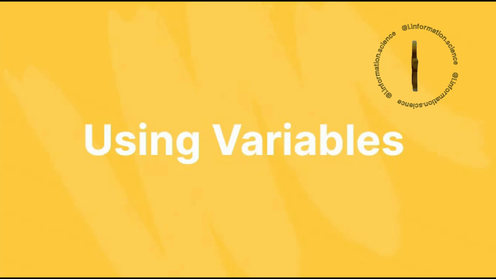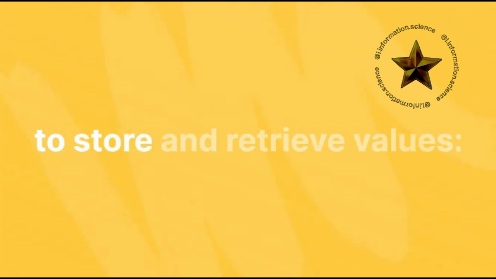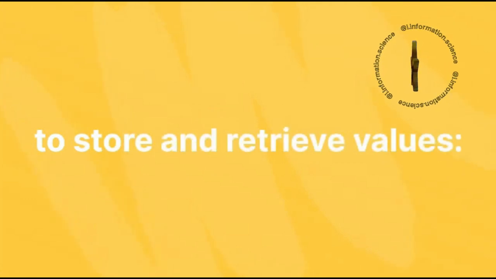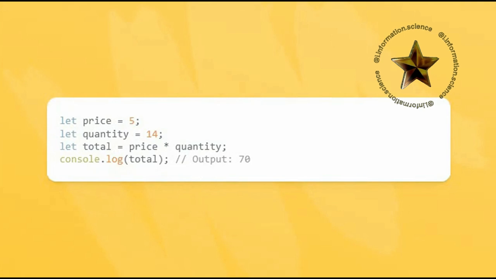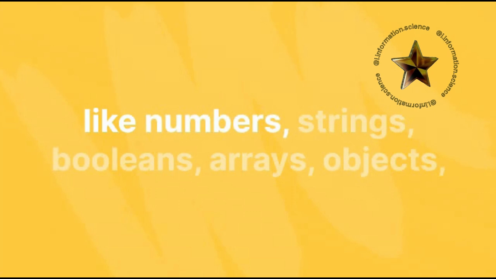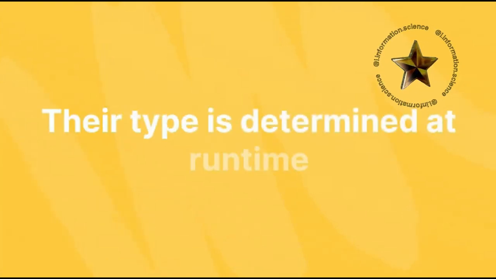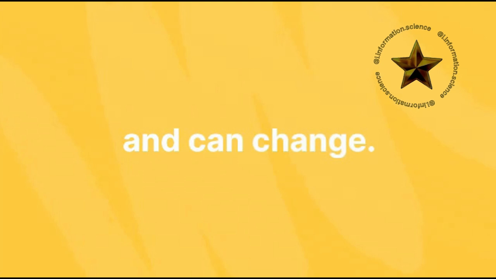Using variables. Once declared, variables can be used to store and retrieve values. In this example, the variables price, quantity, and total are used to perform a calculation and display the result. Variables can hold different data types like numbers, strings, booleans, arrays, objects, and more. Their type is determined at runtime and can change.